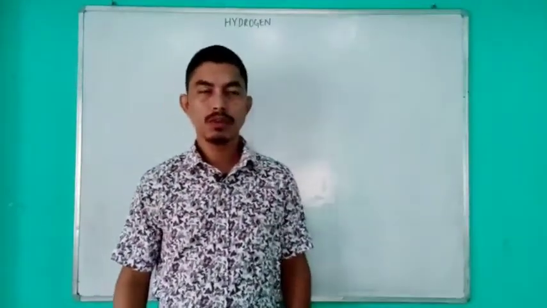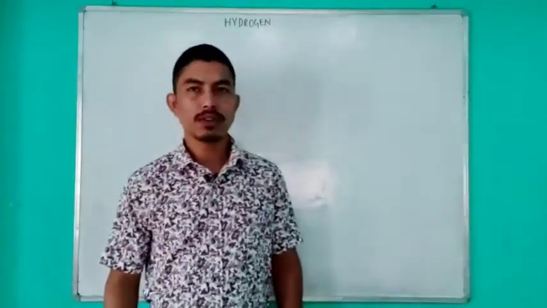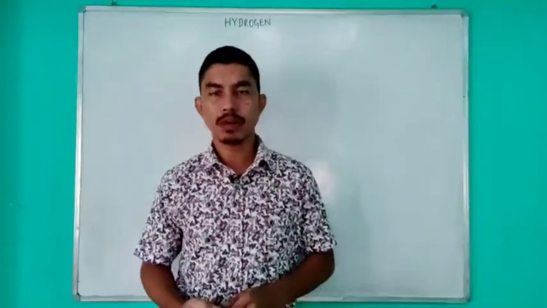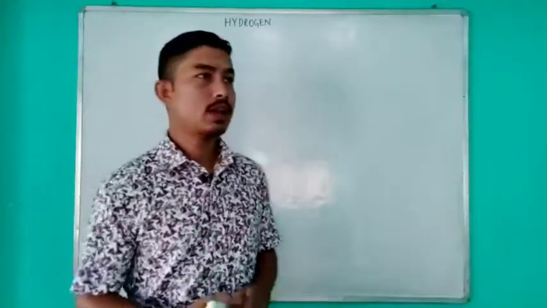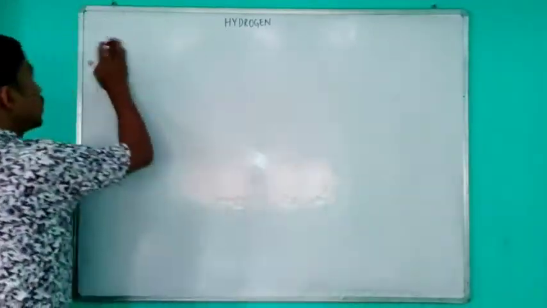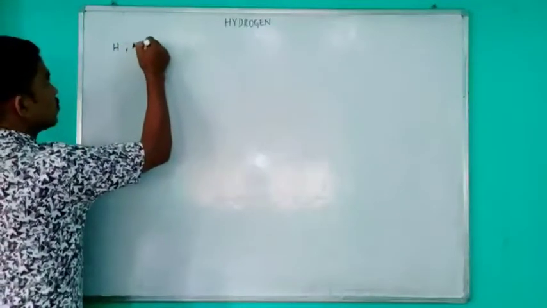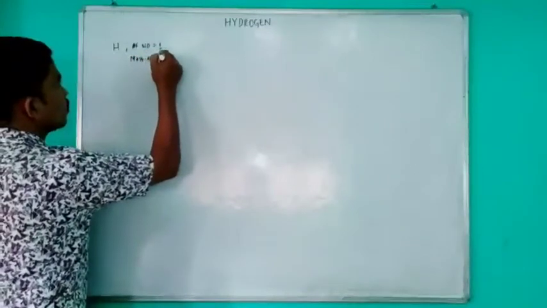Today in this video we will be discussing a very important topic, that is hydrogen. Hydrogen holds a very special place in the periodic table because it's the first element, with the atomic number 1 and the mass number also being 1. So we know that the symbol of hydrogen is H, the atomic number equals 1, and the mass number is also equal to 1.